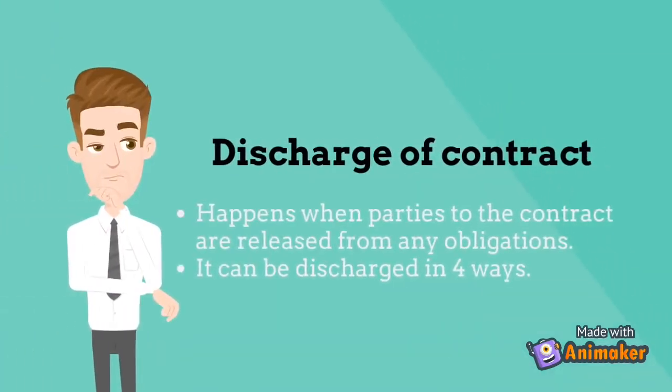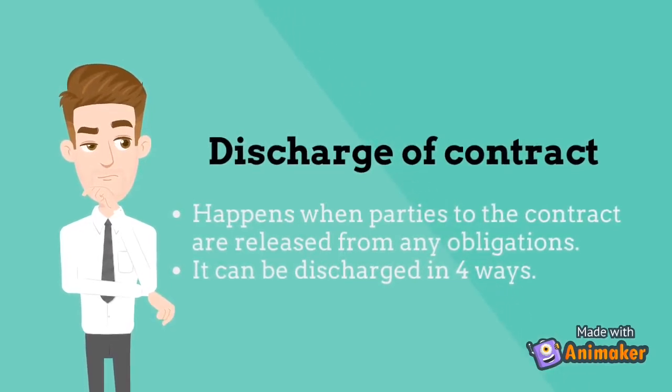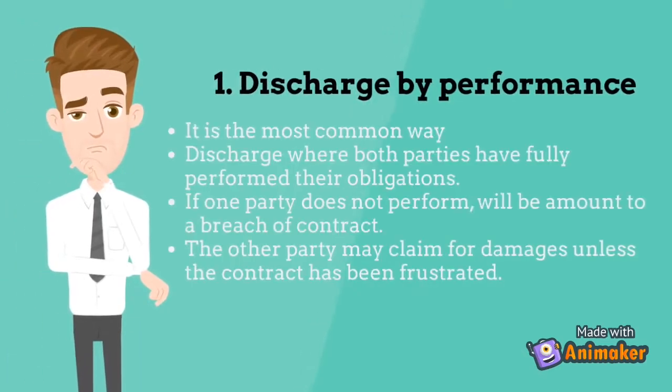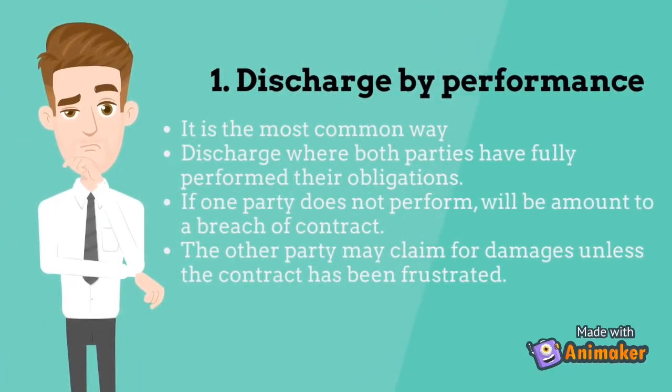Hello there, today I want to talk about discharge of contract. Discharge of contract happens when parties to the contract are released from any obligations arising under the contract. A contract can be discharged in 4 ways. The first is discharge by performance.